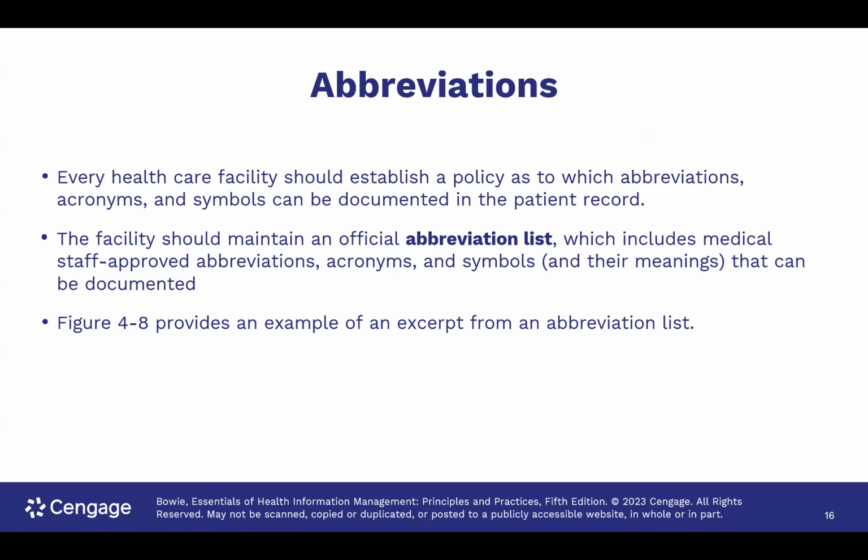Every healthcare facility needs to have a policy about which abbreviations, acronyms, and symbols can be documented in the patient record. This includes having an official abbreviation list, which includes the medical staff approved abbreviations, acronyms, and symbols. And you can see an example of this in figure 4-8 in your book.